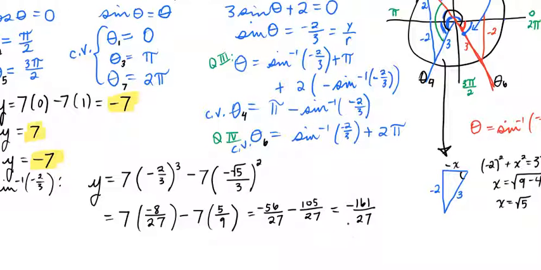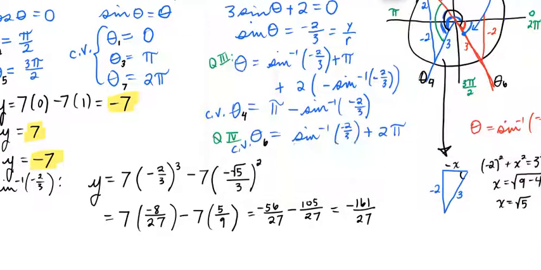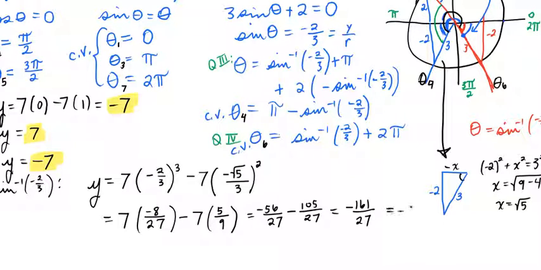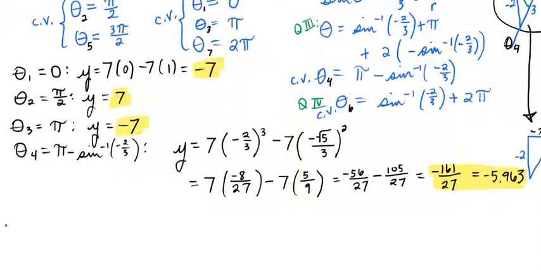Okay, that's the exact value, but I did need that approximated value as well because I have to compare it to the 7s over here. So that rounds to, if we're rounding to 3 decimals, negative 5.963. Okay, so that is the y value on the function at that critical value. We see how this goes.